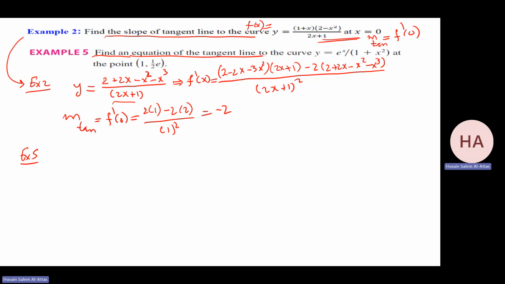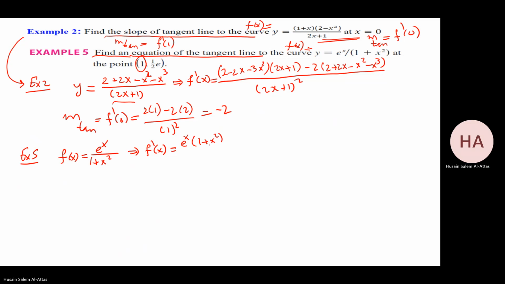So that's this. Next one. Here, I need to find the slope. What will be the slope? M tangent. It will be f prime at 1, since I have it at 1. Call this f of x. So I have y, which is f of x, equal to e to the power x over 1 plus x squared. That implies f prime of x is what? Quotient rule: derivative of the numerator times the denominator, minus the numerator times the derivative of the denominator, which is 2x, over the denominator squared.